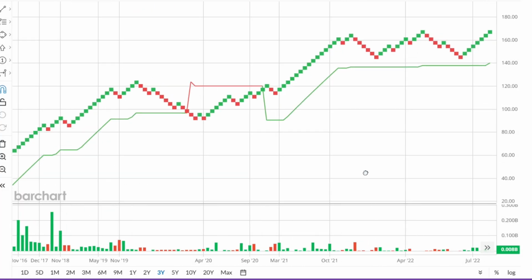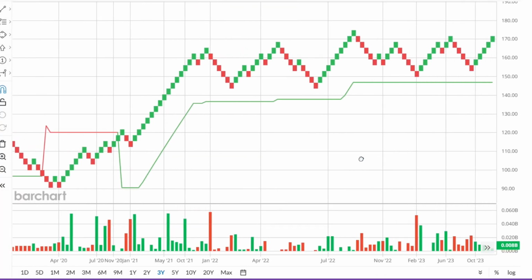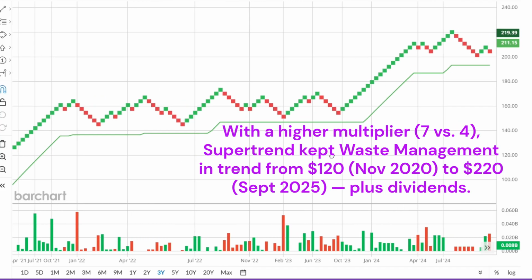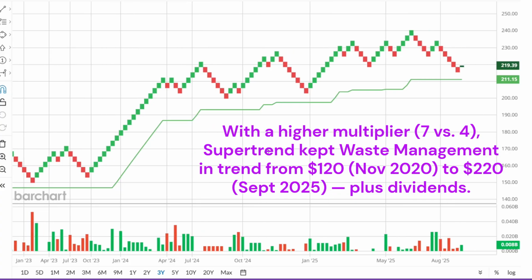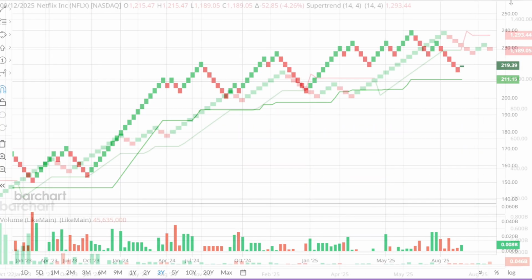It all comes down to your risk tolerance and how much volatility you're comfortable with. For long-term investors, Supertrend on a Renko chart can be one of the simplest ways to ride major trends.